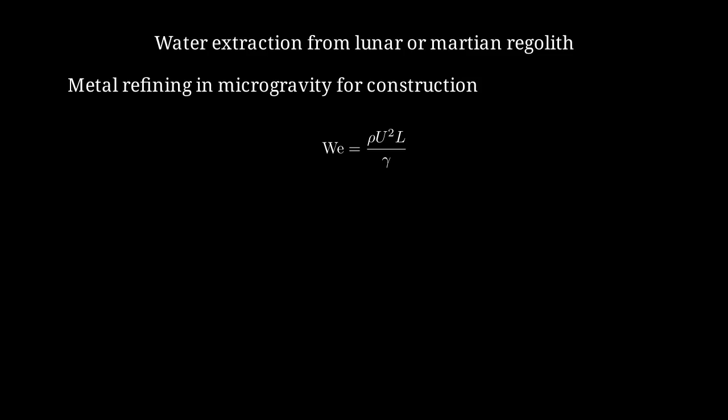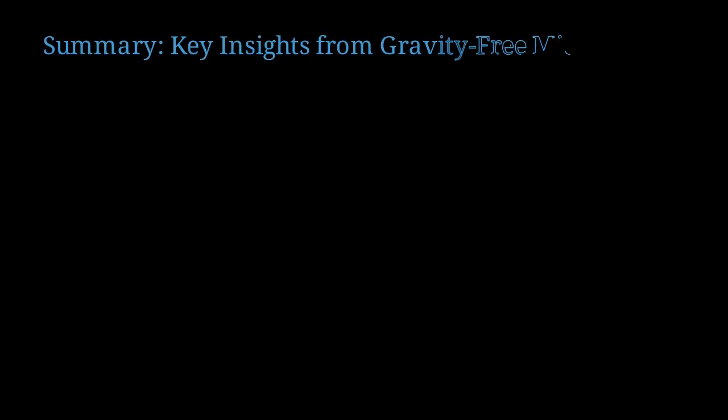The Weber number, rho u squared L over gamma, compares inertial forces to surface tension. It's crucial for designing two-phase flow systems in partial gravity environments. Let me summarize the key insights we've covered in this lecture.